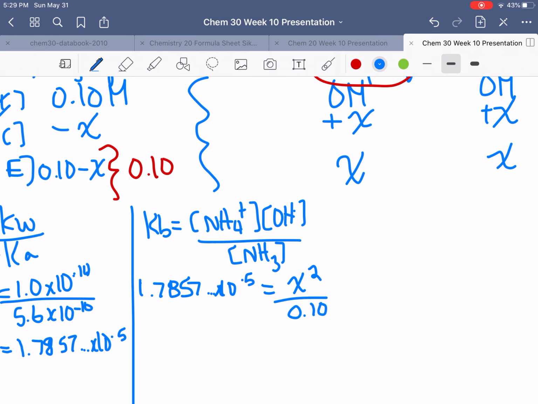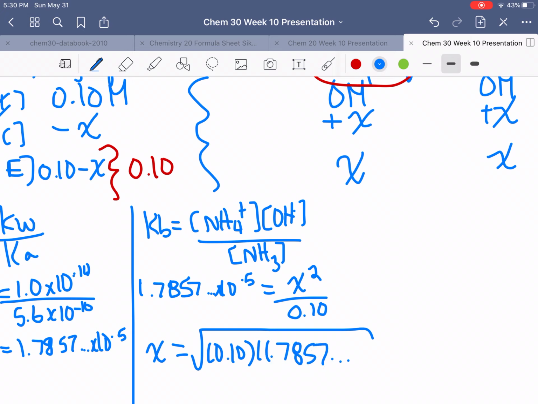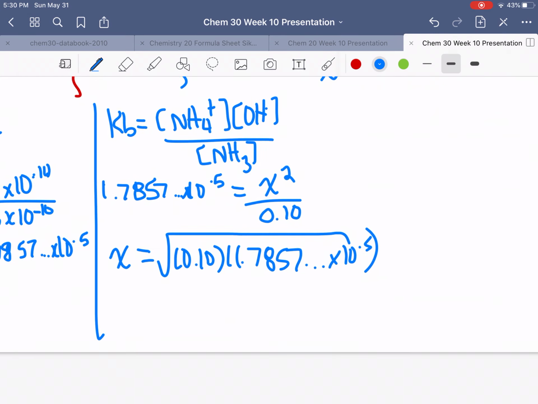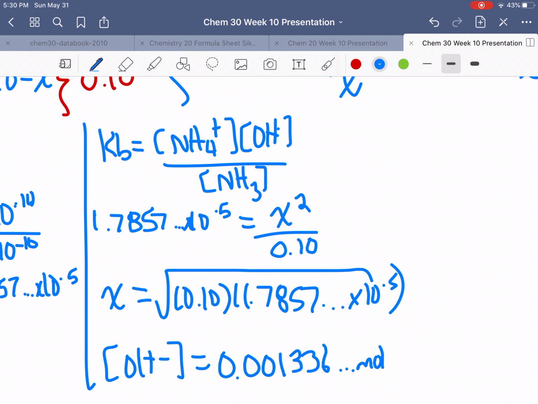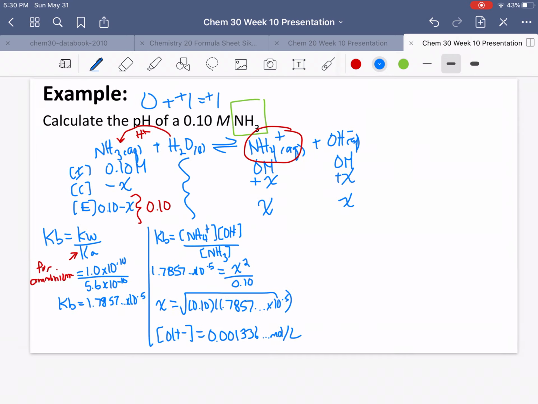Okay, here we go. Rearrange. X is going to be equal to the square root of 0.10 times 1.7857... times 10 to the negative 5. In the end, we get x, which is the hydroxide concentration, equal to 0.001336, don't round it, moles per liter. Whew! Lots of work, right?